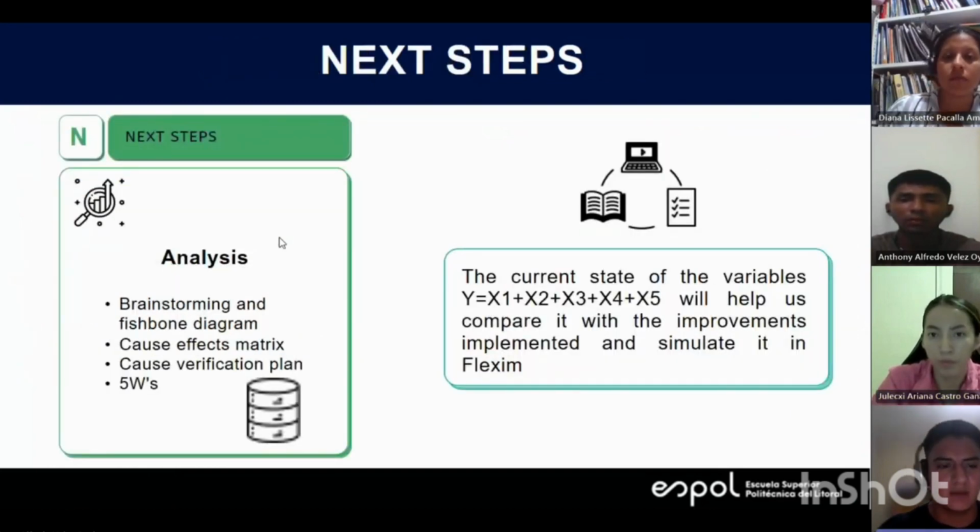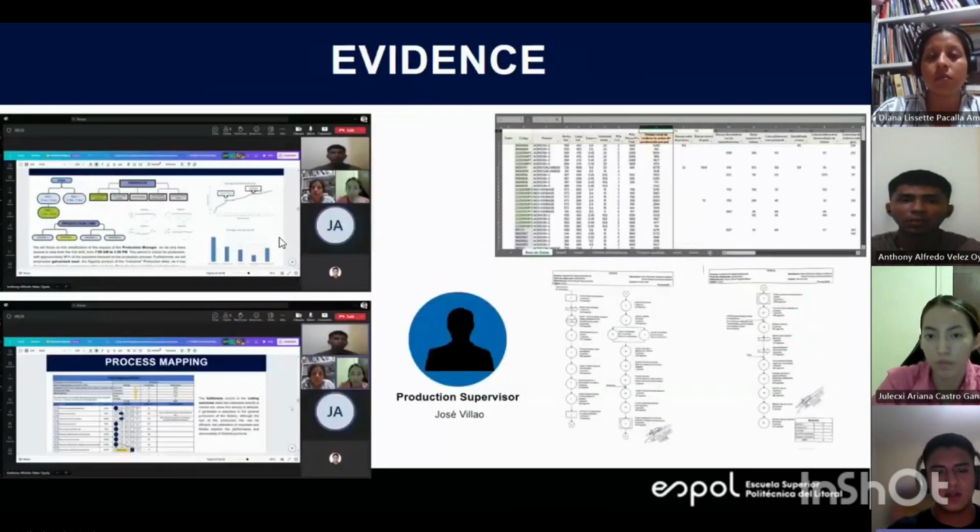We see the next step, the quick analysis step, and next we can see the evidence of this project, supervised in production.